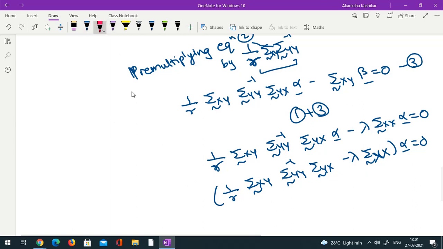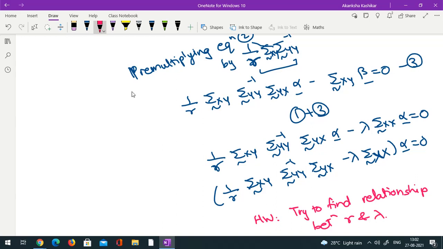Okay, so I have now some homework for you. Try to find the relationship between gamma and lambda using the same equations that we have listed in this screen, meaning throughout this lecture. Because we have both of them in this equation. So if I want to solve for alpha, I need to know the values of gamma and lambda. Okay. So let me stop here today.